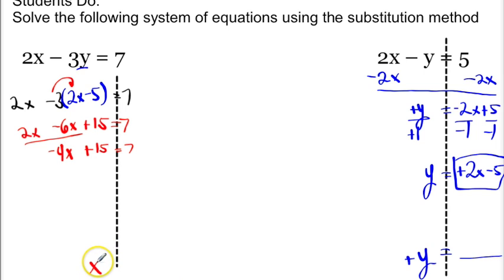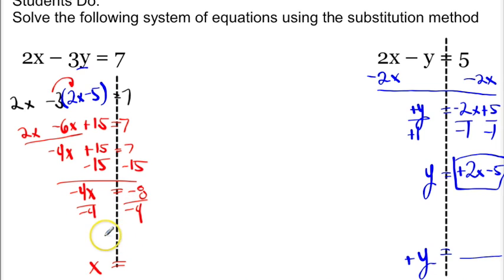Again, now I want to solve for x. I want the variable all by itself. So get rid of this 15 first. Minus 15, minus 15. Negative 4x equals negative 8. Divide by negative 4. Divide by negative 4. X equals, hey look, that's my goal. Negative divided by negative is a positive. 8 divided by 4 is 2. So I know x equals 2. All I need to do is find my y value.